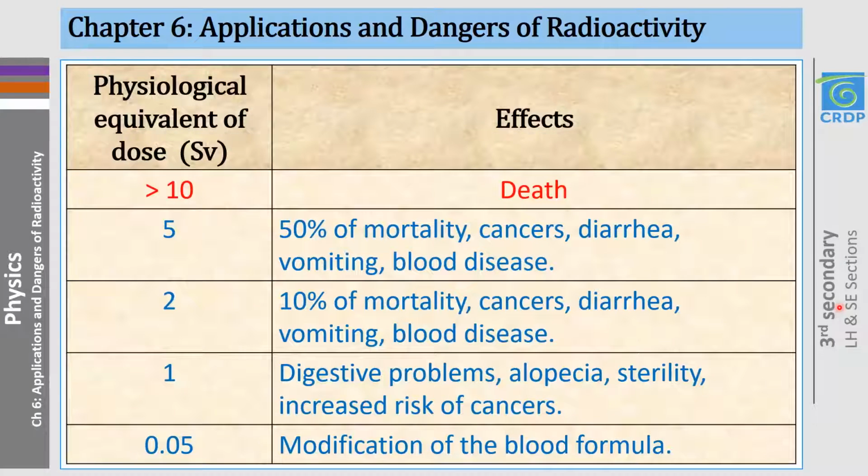And this is a table in which we can have an idea about the physiological equivalent of dose and the corresponding effects. We can see that if the physiological equivalent of dose is greater than 10, then this can lead to death.